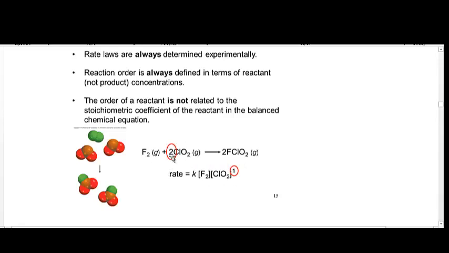You notice here 2 is in the balanced chemical equation, but the order is 1. Chlorine dioxide actually decays with first order decay. Here you have 2 moles that react, but ClO2 decays with first order kinetics and all of its associated equations and all of its associated half-life related to a first order.